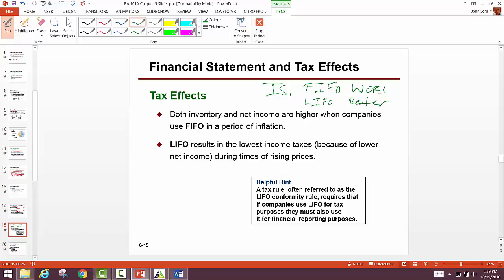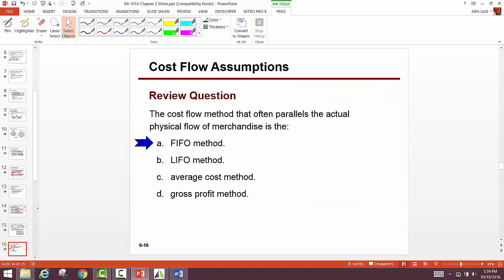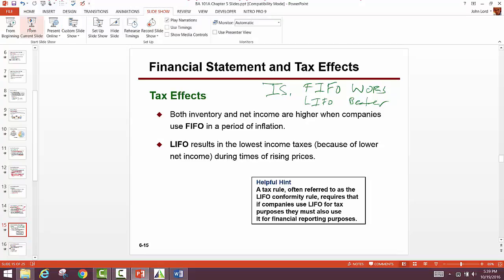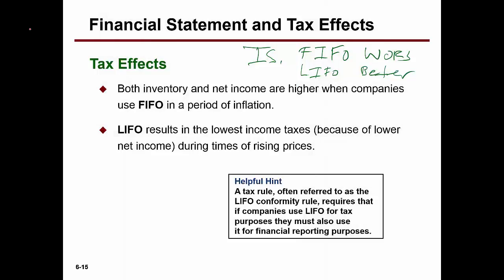Now, IFRS, International Financial Reporting Standards, does not allow companies to use Lifo. They just say no to Lifo. Why do you think they say no to Lifo? If you're trying to follow international standards, they won't let you use the Lifo method. How come? Yes, sir.